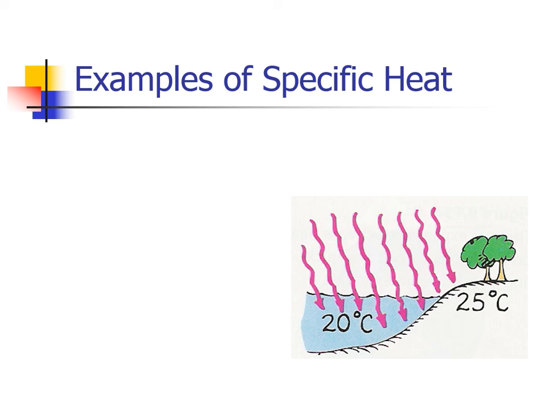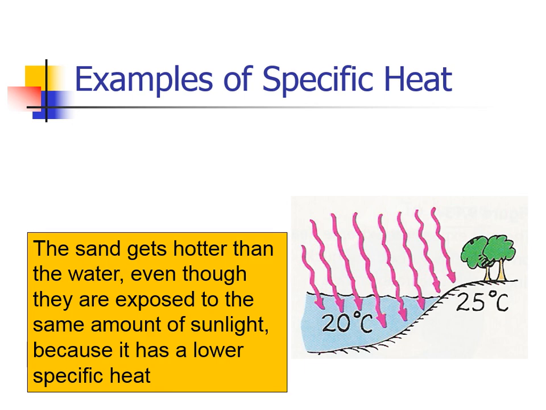So, right? The sand and the water have been in the sun for exactly the same amount of time. They've received exactly the same amount of energy, but the sand is much hotter than the water because water has a higher specific heat, right? Higher specific heats are harder to change temperatures. At least like water.